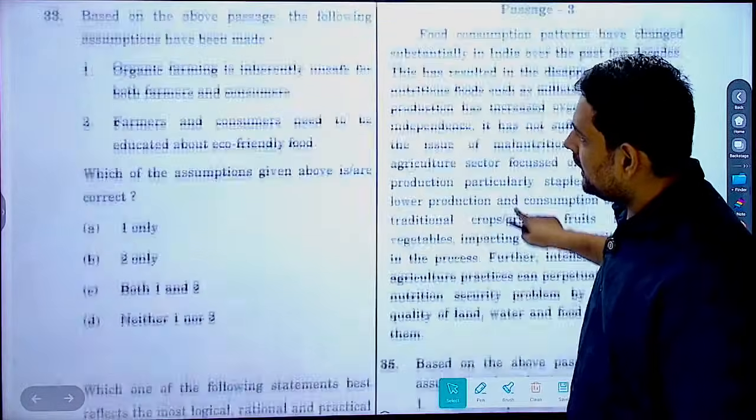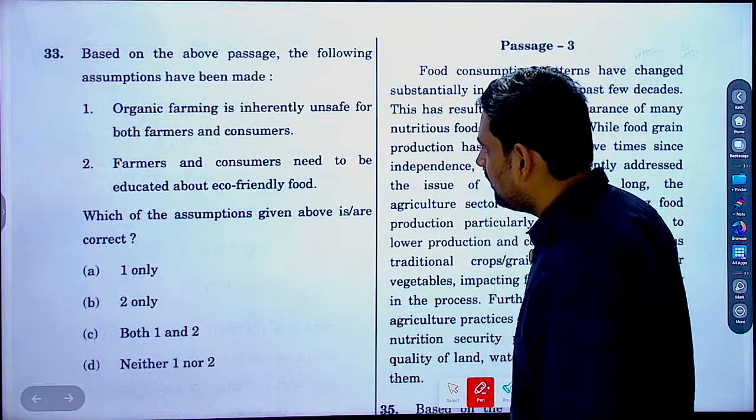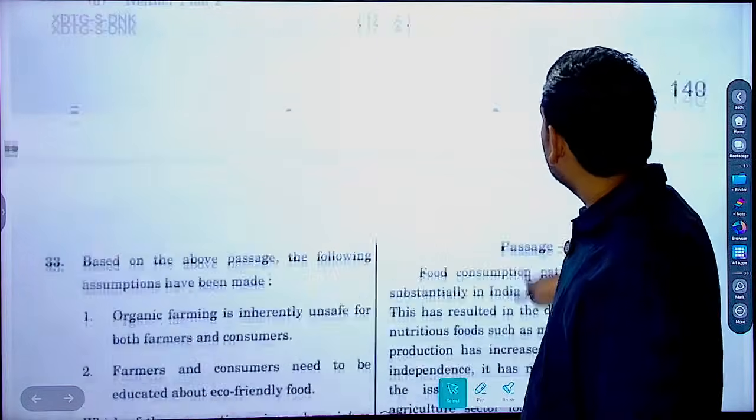Then this is organic. Yeah. Now, I think this paragraph we have read somewhere.